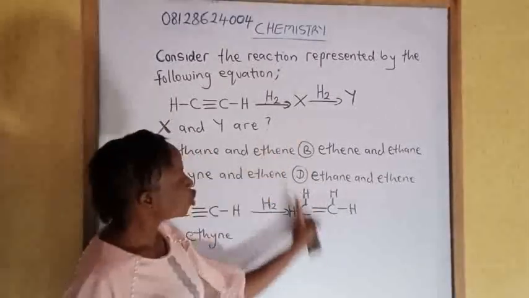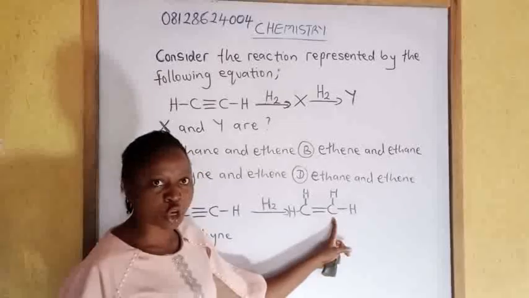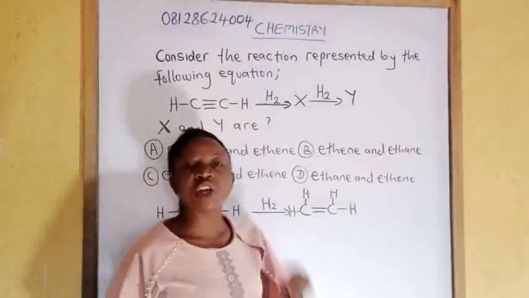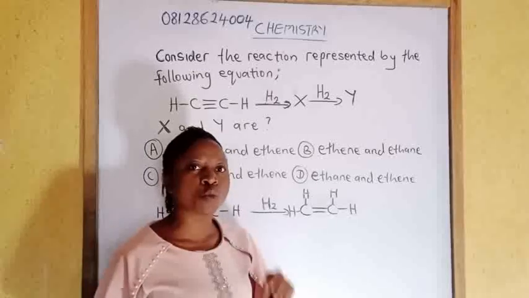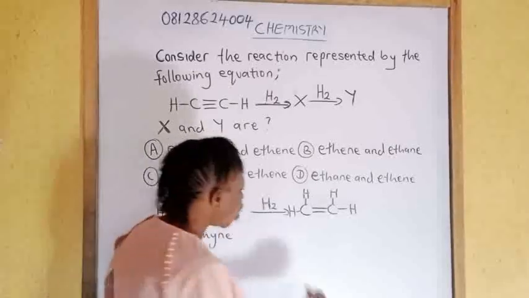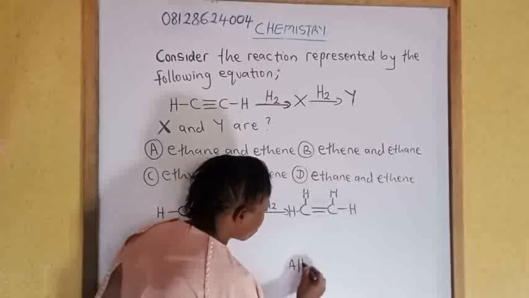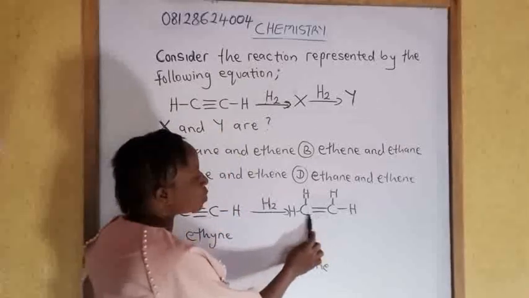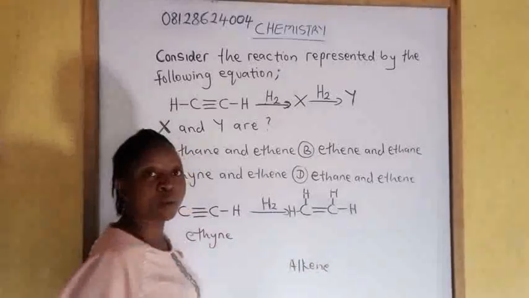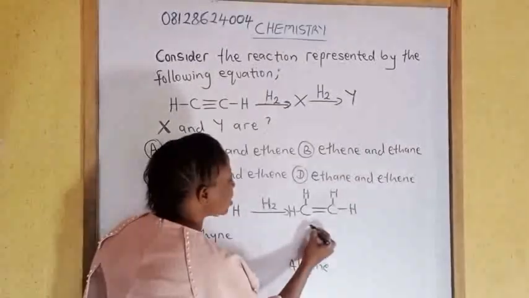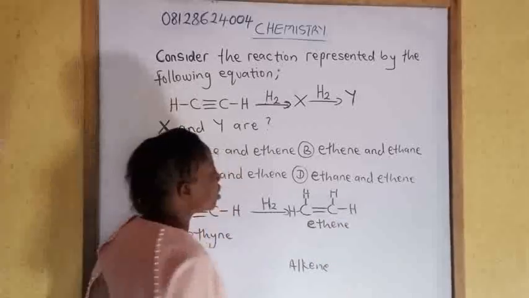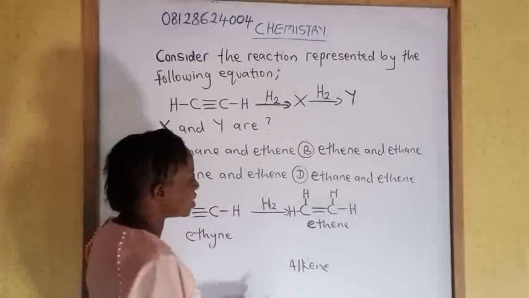That is X. So what is the name of this product formed? We have a double bond in this structure. The double bond is the functional group of alkene. So this is the second member of alkene because we have 2 carbon atoms. So we call it ethene. So the first stage of the reaction gives ethene.